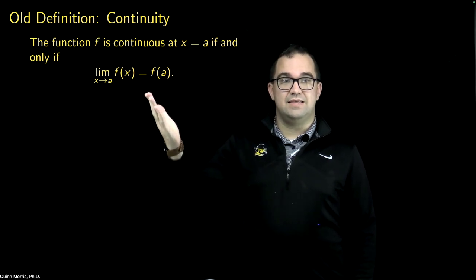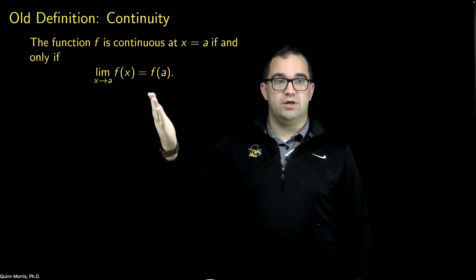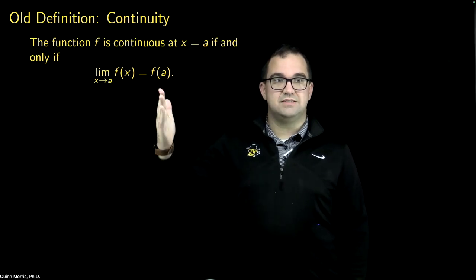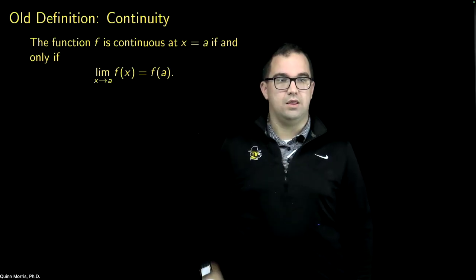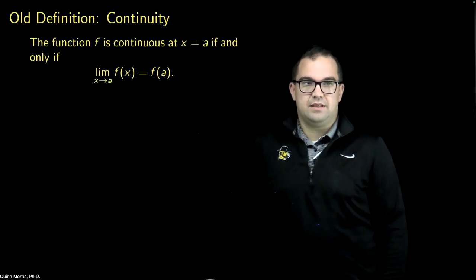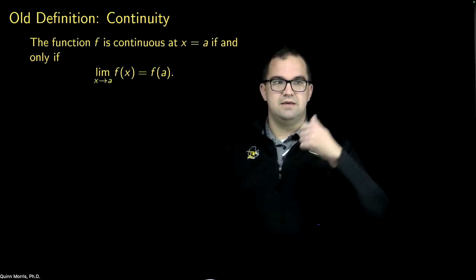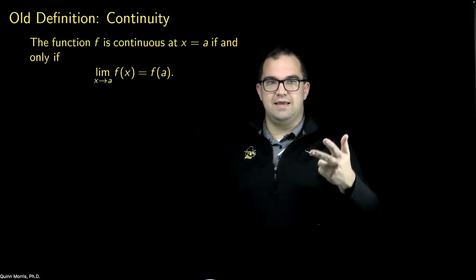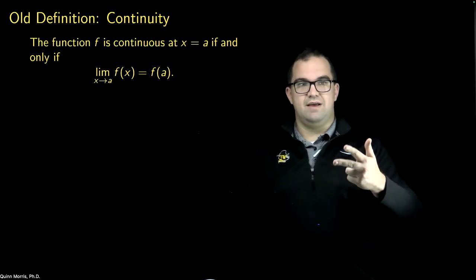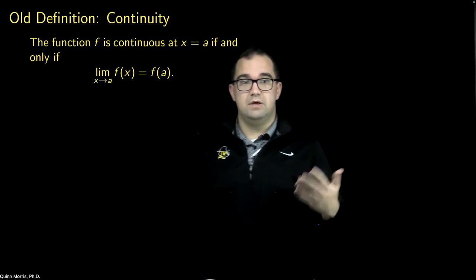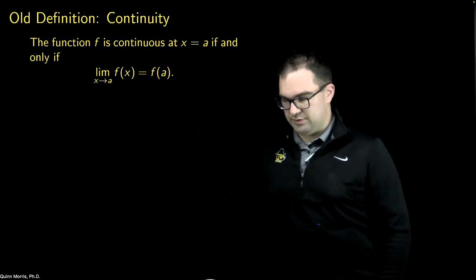And finally, it means that these two values are equal to each other. So you need the existence of each side and then the equality of the two. So typically in a calculus course, you go through and sort of check these off one by one. Does the limit exist? Is a in the domain? And is the limit as x approaches a of f of x equal to f of a? If so, then that function is continuous.